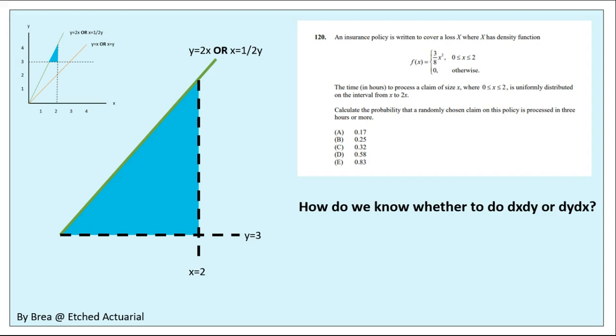So first, when I'm trying to determine whether I should do dx dy or dy dx, what I do is I take a vertical line just like this one, and I put it into my triangle. And once it's in my triangle, I take note that the endpoints are on the line y equals 2x and y equals 3. When I say endpoints, I just mean the ends of this purple line. The top endpoint is on the line y equals 2x, the green one, and the bottom endpoint is on the line y equals 3, the dashed horizontal line.